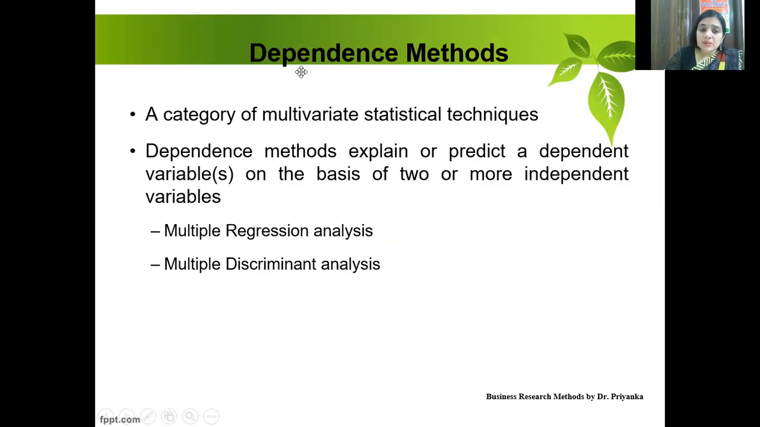Dependence methods are a category of multivariate statistical techniques which explain or predict a dependent variable on the basis of two or more independent variables. Like we discussed in regression analysis, discriminant analysis is also a kind of regression analysis, but for non-metric data, right? We'll discuss them in detail in upcoming slides. So dependence analysis means you will be having at least one dependent variable and one independent variable.